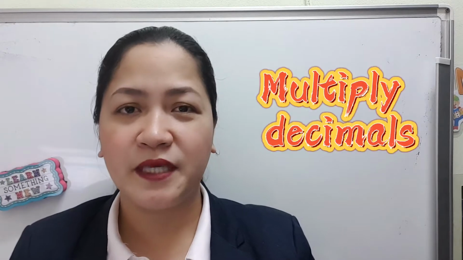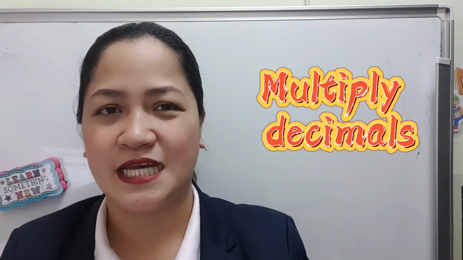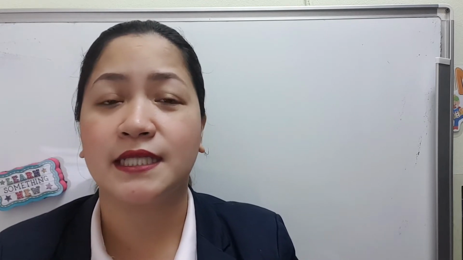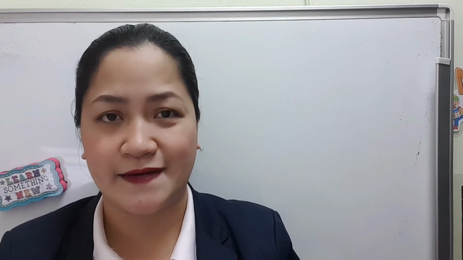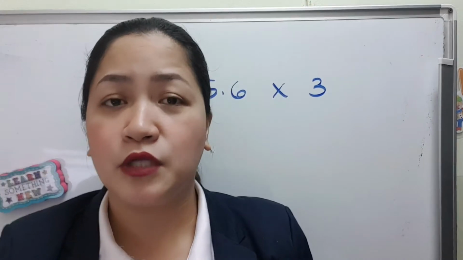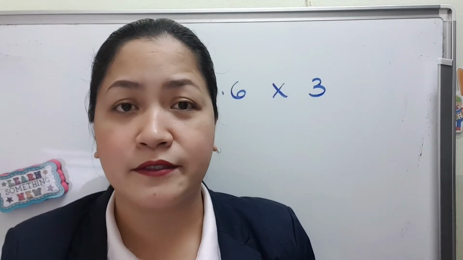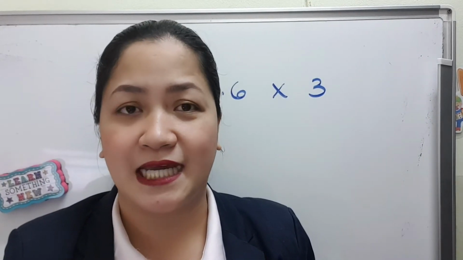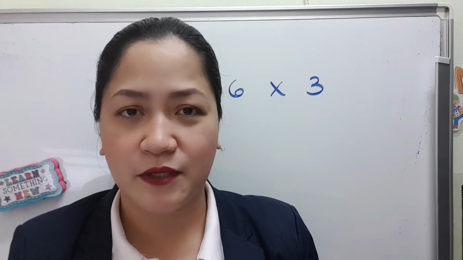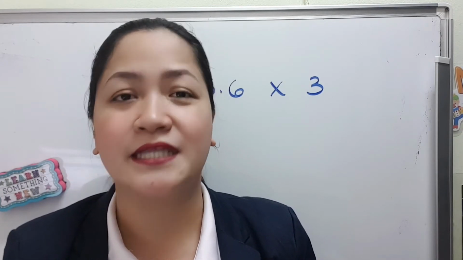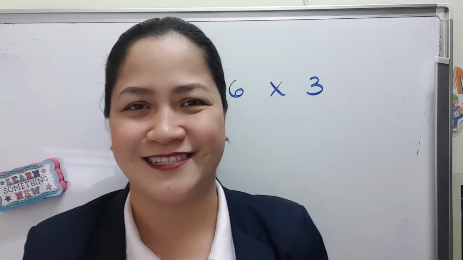This time we will be multiplying decimals. So we can multiply decimals by whole numbers, decimals by decimals, and sometimes when the decimal places are not enough, then we can add 0. Let us have examples. So remember, when we multiply decimals, it doesn't matter if your decimal points are not aligned, because we are going to count the number of decimal places to put the decimal point in our product.